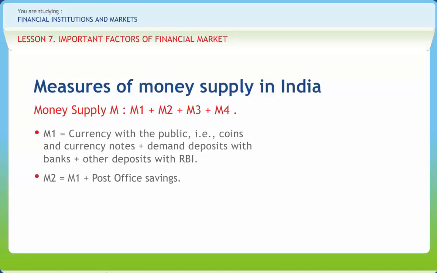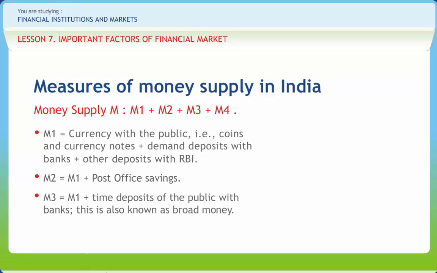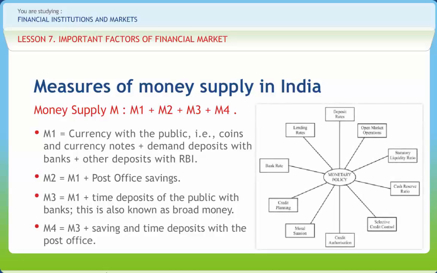M2 equals M1 plus saving deposit with post office saving bank. M3 is equal to M1 plus time deposit of commercial bank and cooperative bank excluding interbank deposit. It includes net bank credit to government plus bank credit to commercial sector plus net foreign exchange assets plus government currency liability to the public, broad money. M4 equals M3 plus total deposit with post office organization.